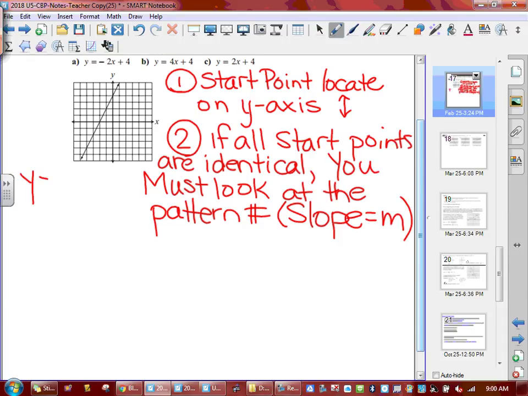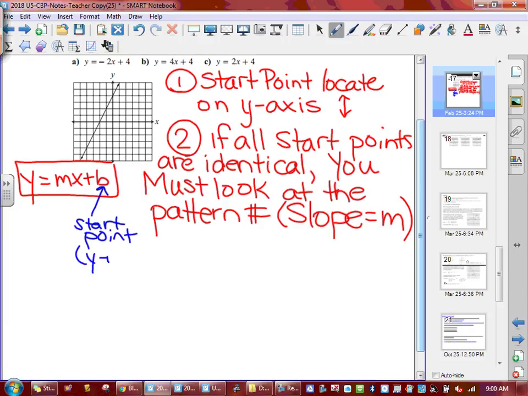So we've got y equals mx plus b. That's what I'm talking about right there. And we know that the b is the start point. Okay, he's called the y-intercept, where he crosses that y line. That's what that means. And the m, that's your pattern slope.